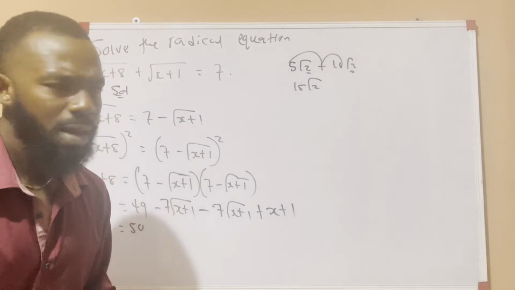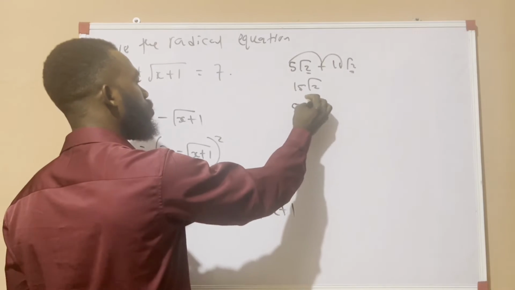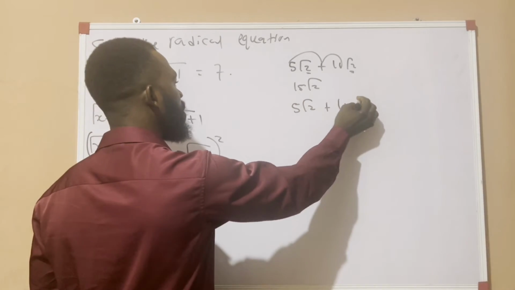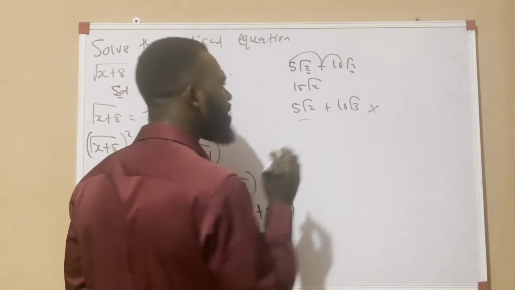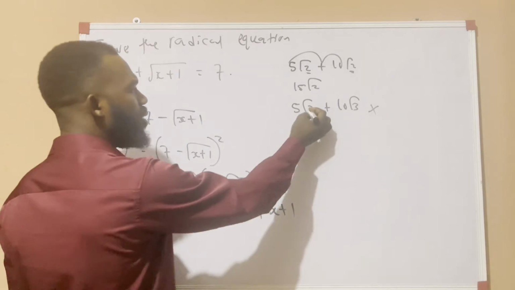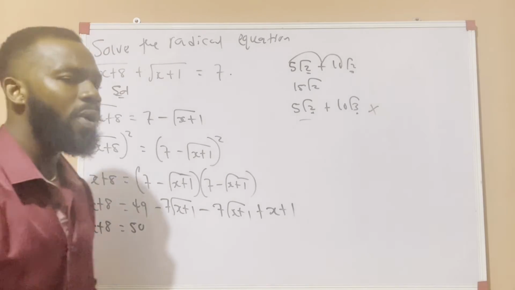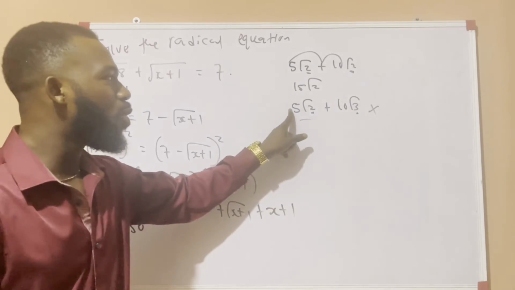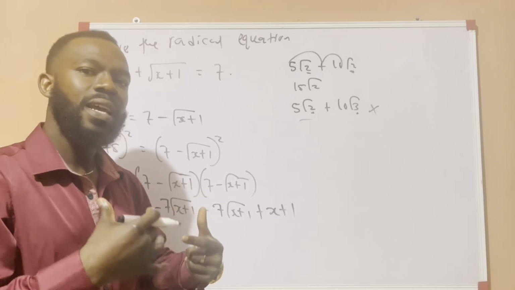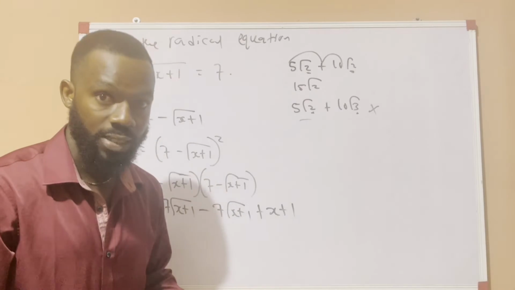That becomes the answer. But if I have 5 root 2 plus 10 root 3, now there is no way this can be added. Because why? The roots are what? Not the same. They are different. So it is only when the roots are the same that the numbers that the roots carry can be added or what? Subtracted. Are you with me?